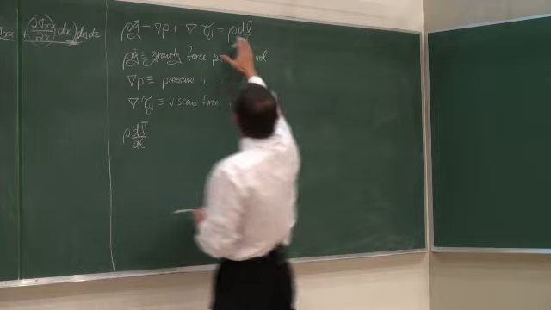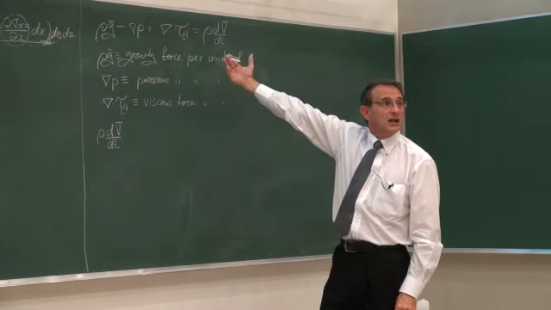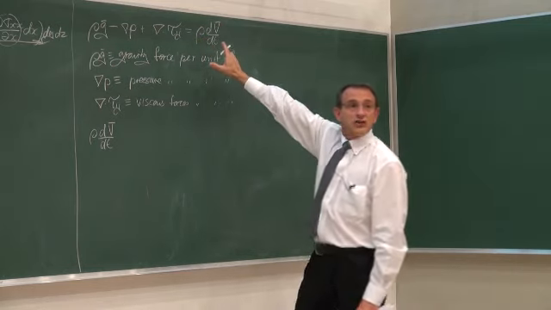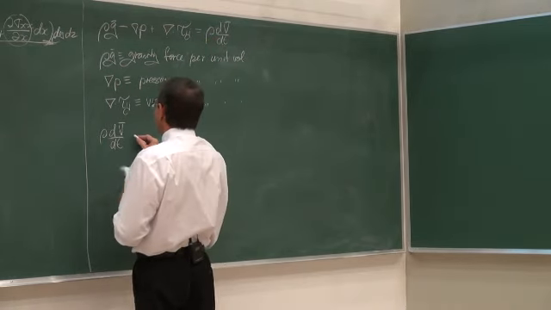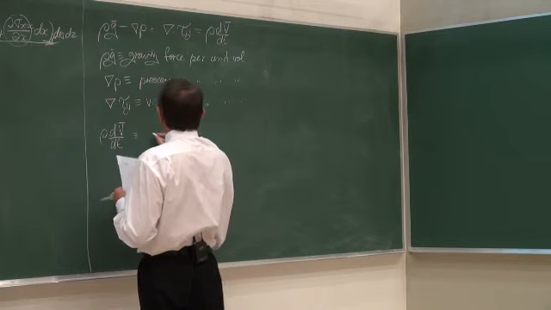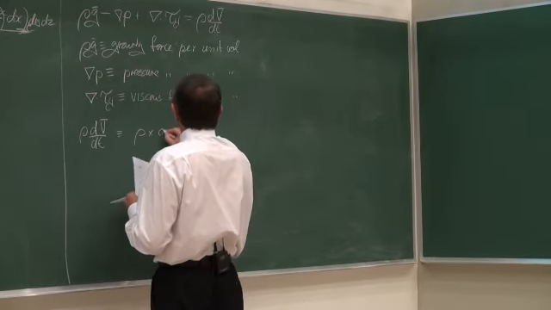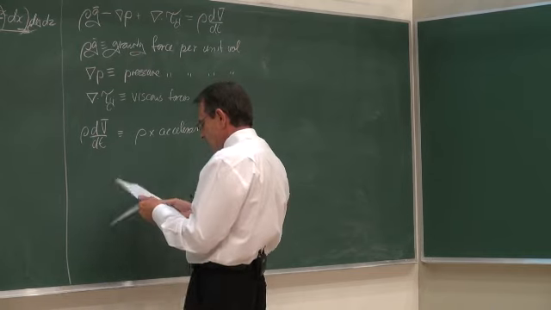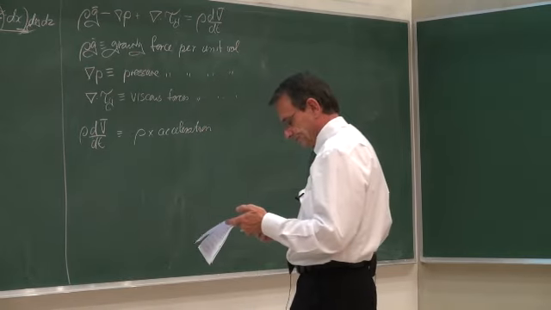Sometimes if we look at that equation, we do not really see immediately that that is nothing less than the acceleration term. So rho multiplied by dv dt is equal to density multiplied by acceleration. So that's the meaning of all the terms.